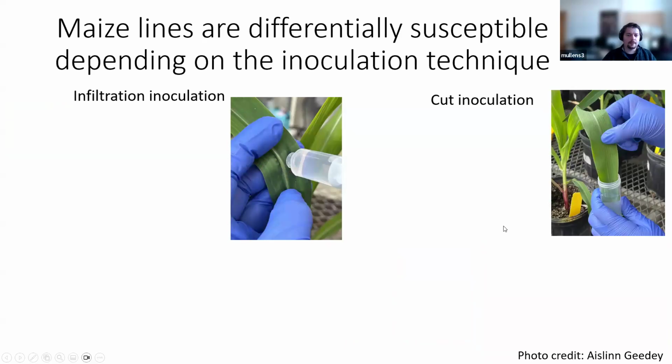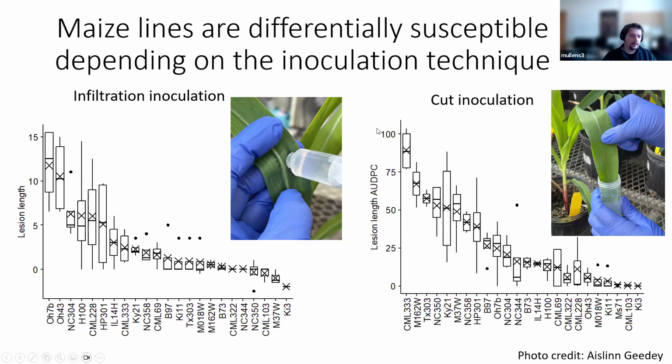So when I started working with it, I screened a diverse panel of maize lines using two different inoculation techniques: an infiltration inoculation, which is what you typically use with non-vascular bacterial pathogens, where you just push the inoculum into the mesophyll of the leaf, and a cut inoculation, where I cut the tip of the leaf and dip the wound in inoculum, where I'm introducing the bacteria to the open xylem vessels directly. And what we found was that the different maize lines seemed differentially resistant or susceptible, depending upon the inoculation technique that I used to screen them.